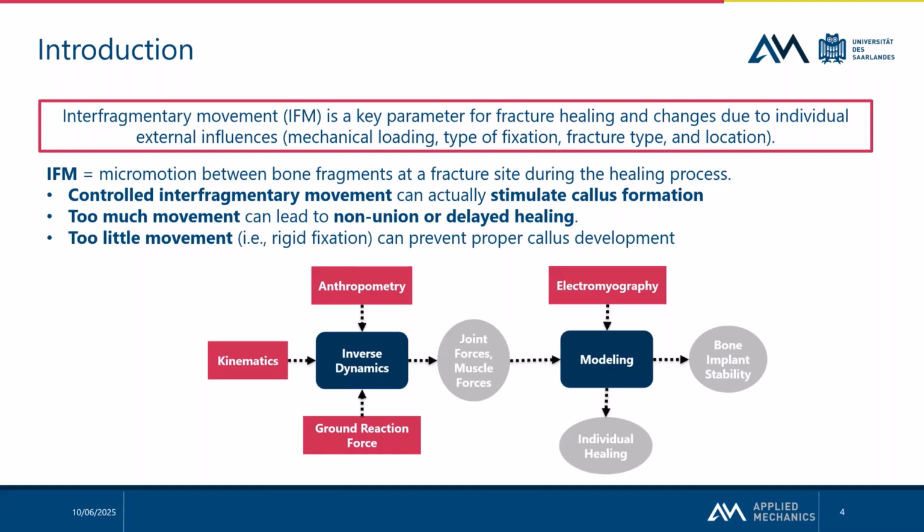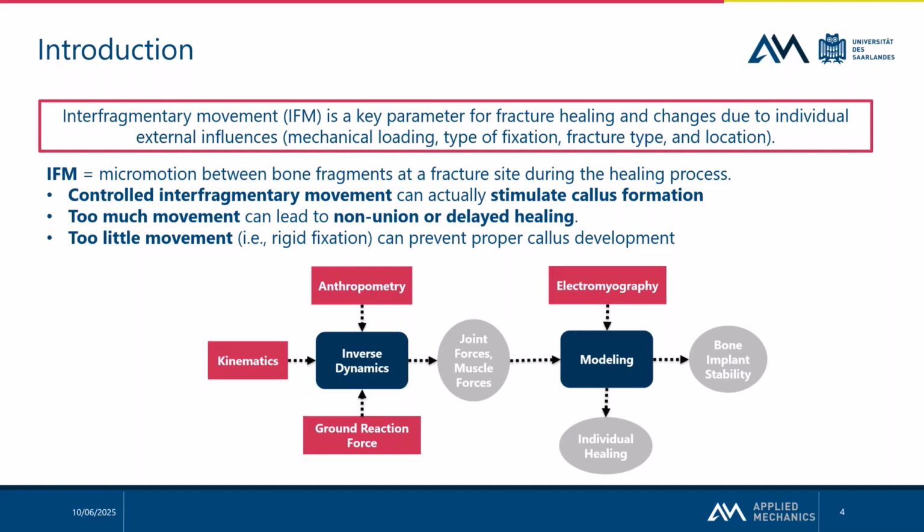If you have a controlled interfragmentary movement, then you can really stimulate the callus formation. If you have too much movement between these two fracture ends, it can lead to a non-union or delayed healing. And if you have too little movement, we can prevent proper callus development. So it's a unique and individual process, and it's also influenced by different kinds of factors like the mechanical loading, type of fixation, the fracture type itself, and also the fracture location.